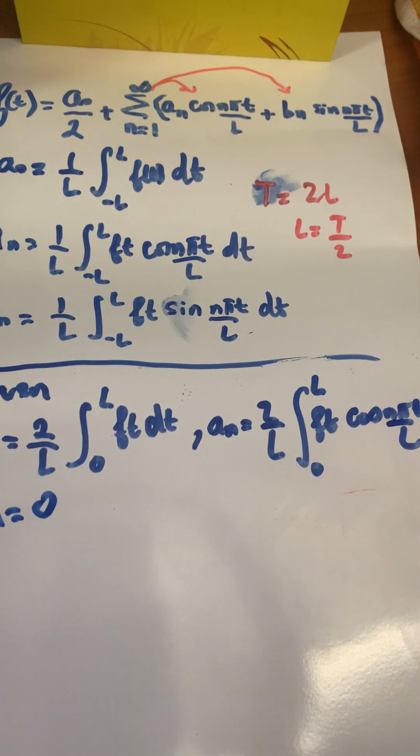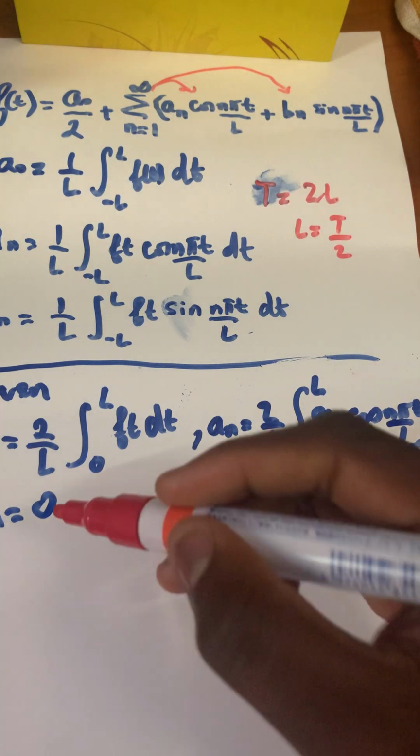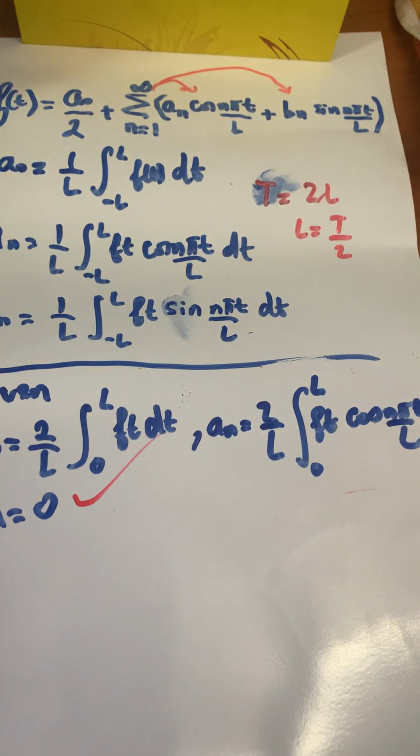So when you already determine that your function is even, you have full mark when you say bn equal to 0. That's it.